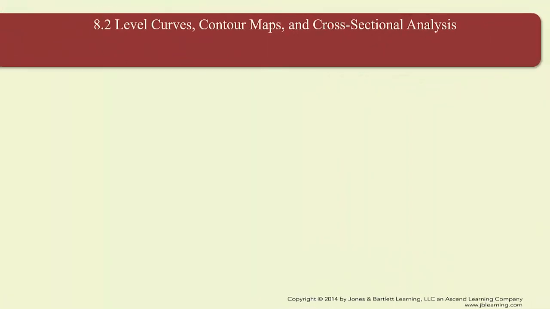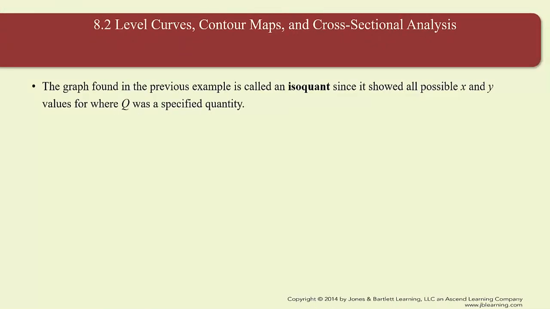All right, so the graph that we just found in the previous example, in econ, that graph is called an isoquant. Iso, I think it's a Greek prefix that means same, and quant is short for the word quantity, so same quantity. An isoquant shows all possible values of x and y where q is a specified quantity. So that previous graph showed all combinations of x and y that resulted in a quantity of 100 toys being made.